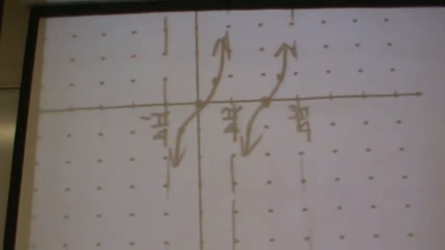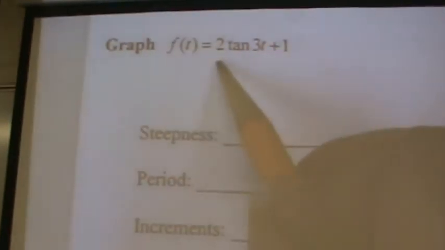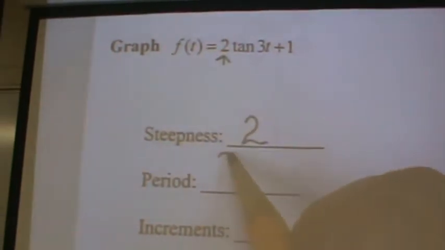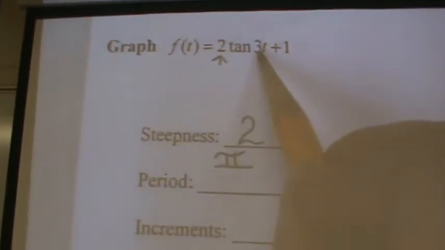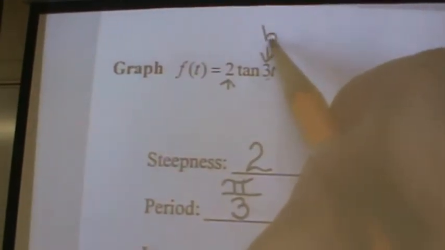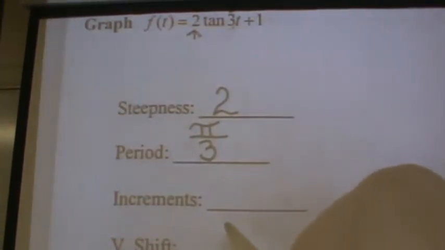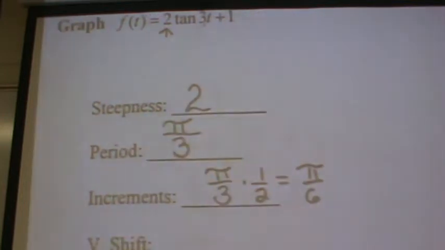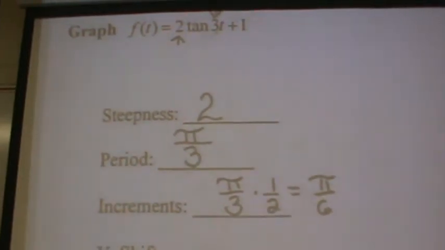So your increments are what you're counting by. Let's do 2 more graphs. Okay, what's the steepness on this one? 2. Your period, you're gonna take pi and divide it by 3. Is that your b value? This is b. Now, how long does it take to complete the cycle? How many increments are there? There's 2. So this thing is gonna go by 6s, 1/6. And by the way, 1/6 is 30 degrees.